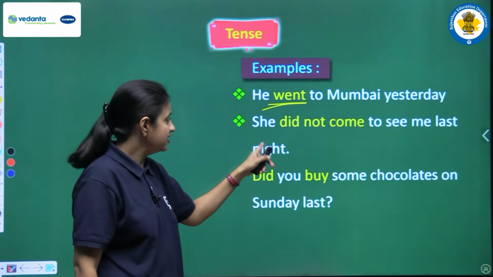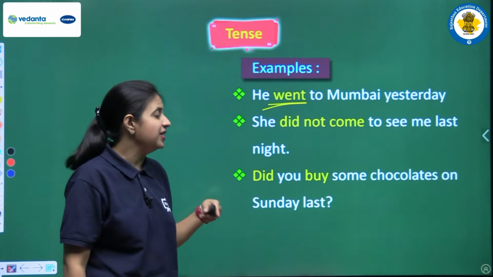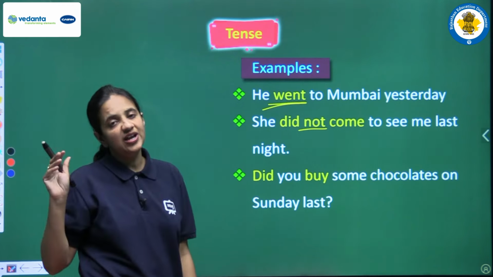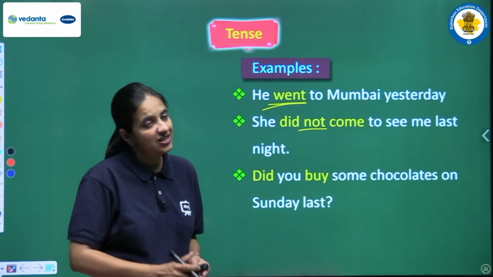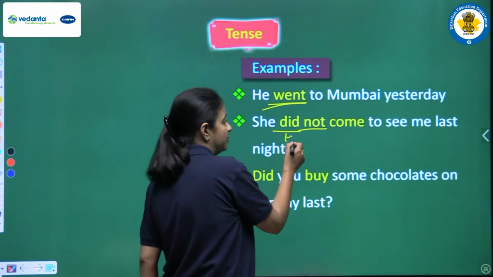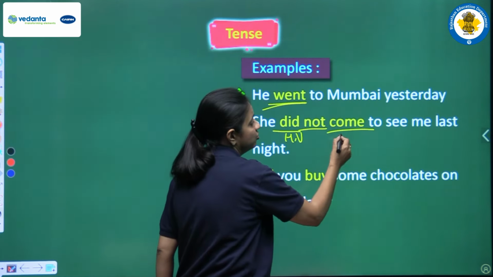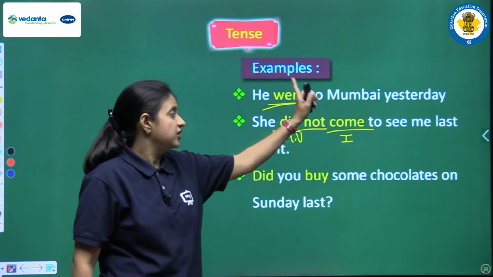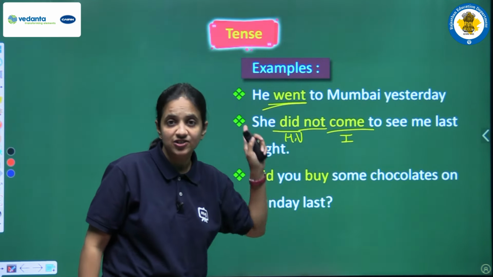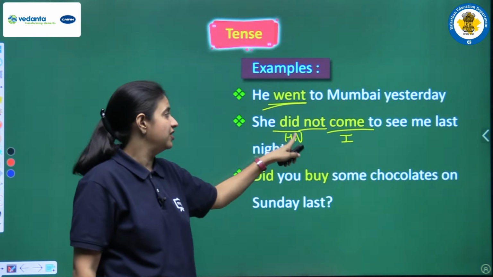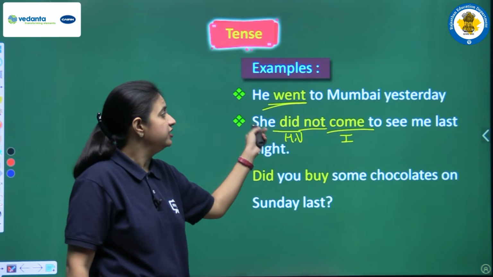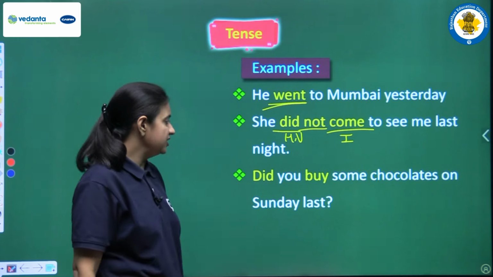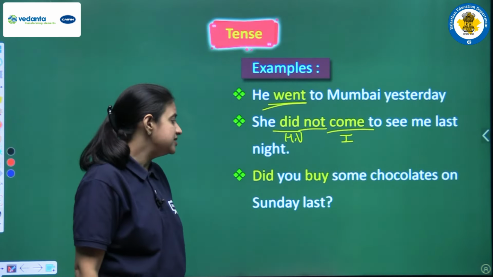Clear? Next is, she did not come to see me last night. So this is a negative sentence because we are having not. So if we are having a negative sentence, then obviously we have to write did, that is the helping verb, and after did we have to use the first form of the verb. Okay, so when did is there and a negative sentence is there, in that structure we have to write the first form, so we will write come, and the sentence will be, she did not come to see me last night. Clear?